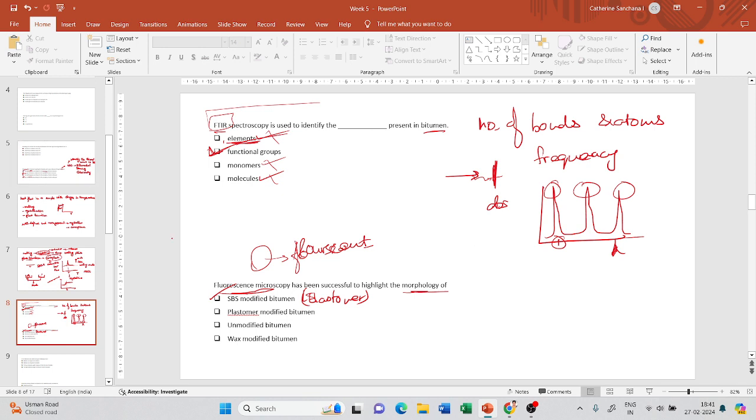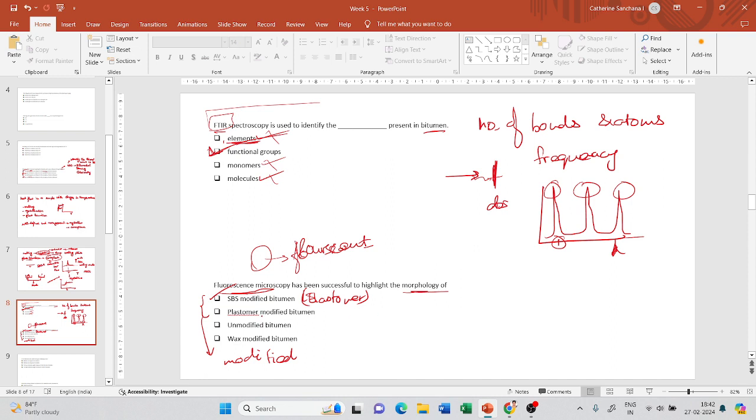If you see elastomer, both of these are modified bitumen. What do I mean by modified bitumen? I'm adding some modifier to my bitumen to enhance its properties. What properties, in what dosage we are adding, all that will be explained by ma'am when she teaches polymer modified bitumen. Both of these are modifiers added to bitumen, but it's not that a modified bitumen can be studied under a fluorescence microscope and an unmodified cannot. It's not that case.